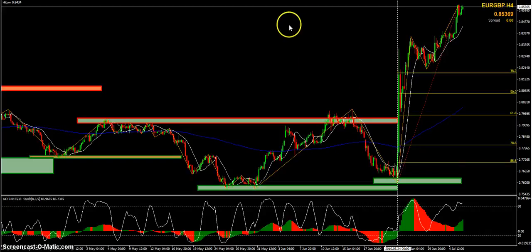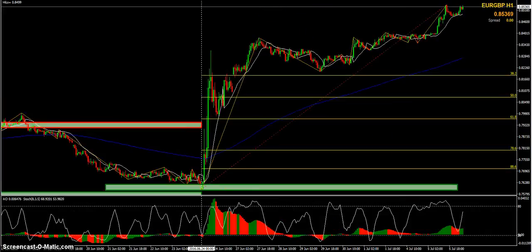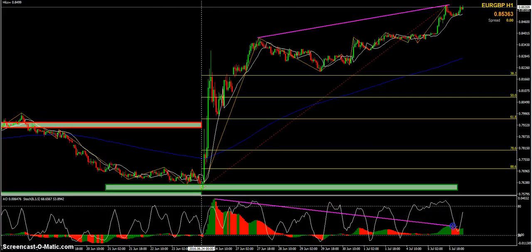If we drop down to the 1-hour chart, we can see we have wave 3, back for wave 4, up for wave 5. We do see divergence, so it's very likely we could be pushing back lower as we speak. So we can see some divergence there.